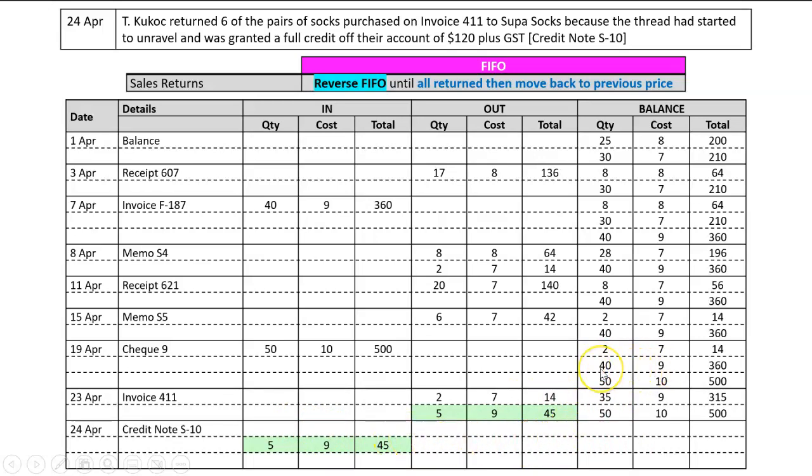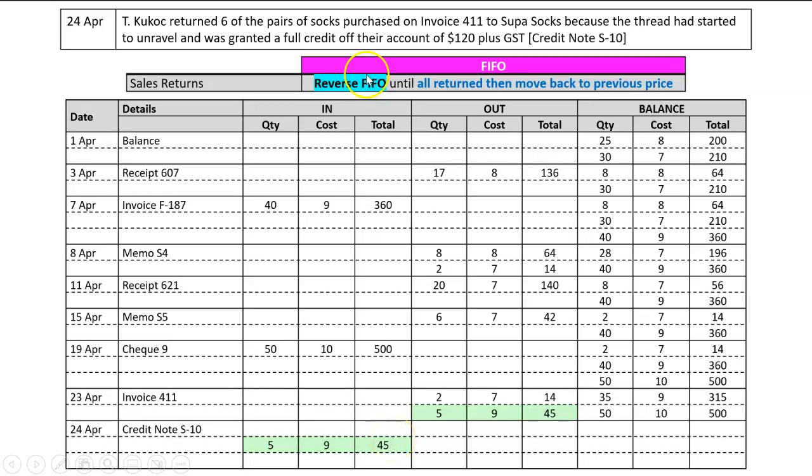So what we do is we kind of go back to the previous price now. So what we'll say is the 5 units that came back first were $9, that's them. And what's really important here is, even though they're coming back in first, we don't put them on the top line. We've got to put them on the second line. It's a bit stupid, but that's just the way they want us to do it.